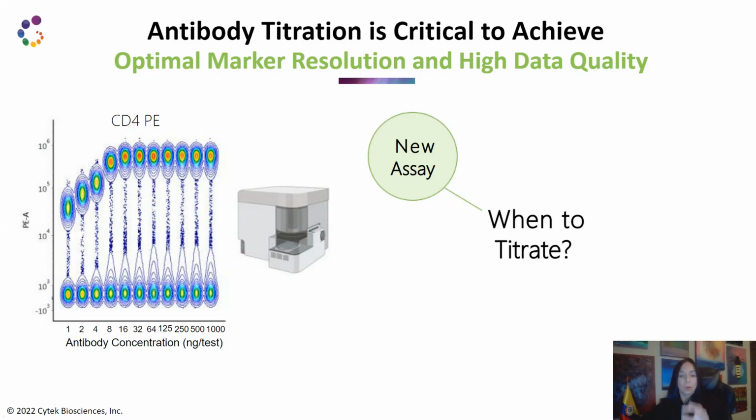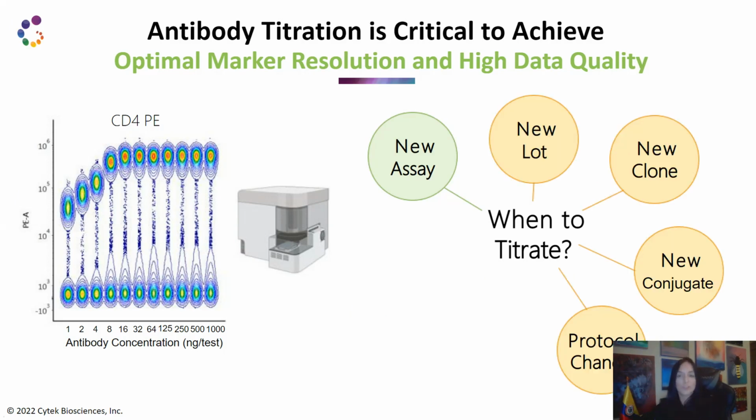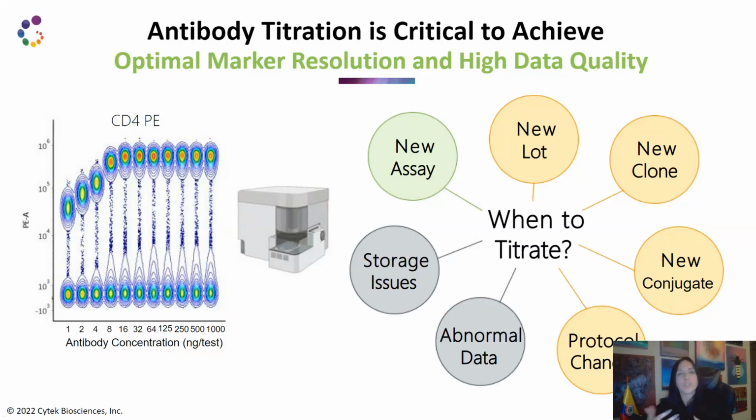Once you titrate or optimize your assay, you might need to retitrate if there is anything new: lots, clones, conjugates, anything changing in the staining protocol that could affect binding capacity. And definitely if there is something suspicious about the data. Your refrigerator is not working, reagents were left on the bench, exposed to light, storage conditions, and all of that could be impacting your antibody performance.